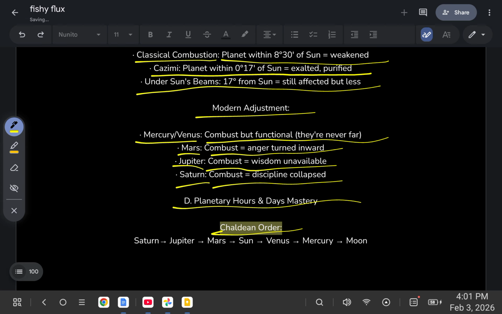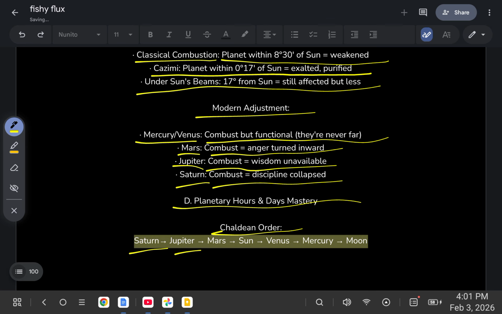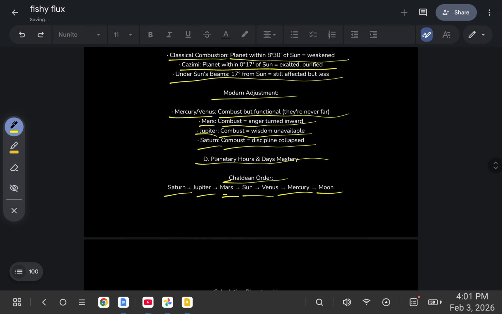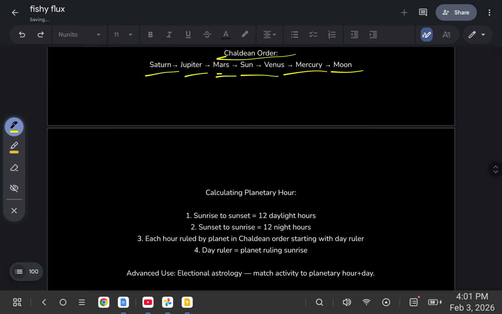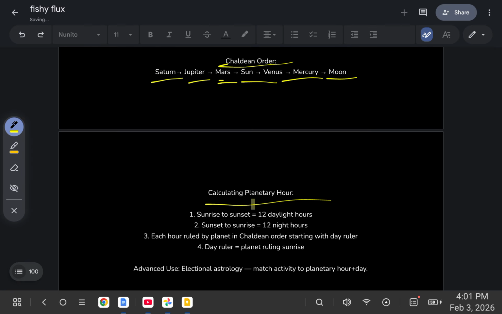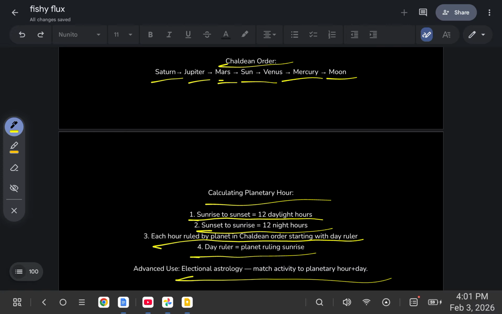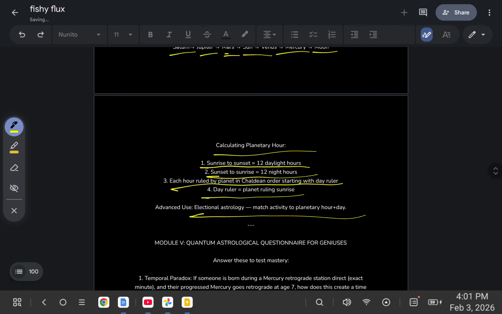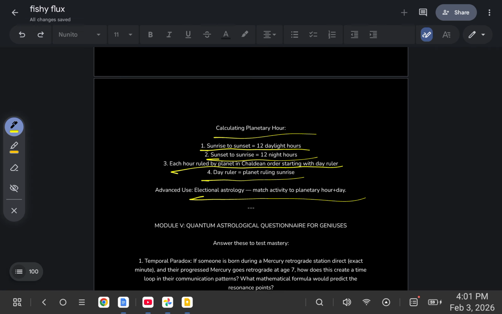This is the Chaldean order: Saturn, Jupiter, Mars, Sun, Venus, Mercury, Moon. In calculating the planetary hour, sunrise to sunset equals 12 daylight hours, and sunset to sunrise equals 12 night hours. Each hour is ruled by a planet in Chaldean order, starting with the day ruler, and the day ruler equals the planet ruling sunrise. So for advanced use, electional astrology, we match activity to planetary hour and day.